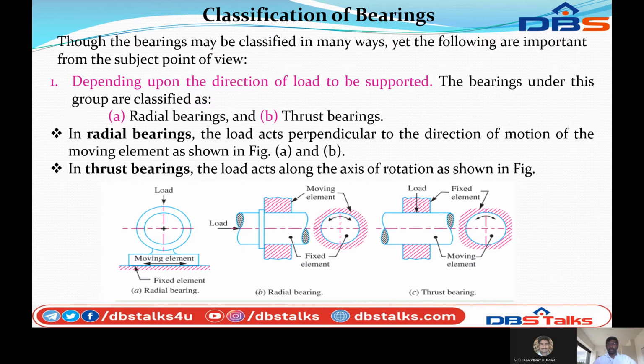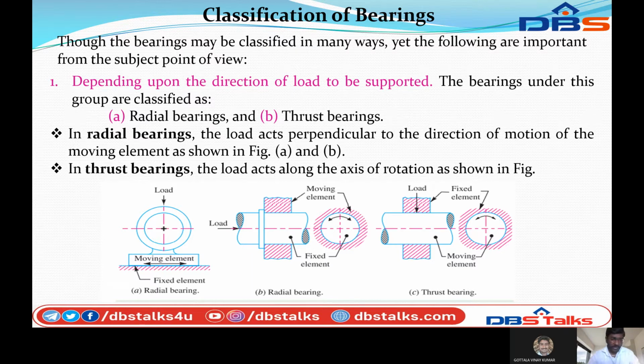The bearings can be classified into two categories: radial bearings and thrust bearings. What is a radial bearing? In radial bearings, the load acts perpendicular to the direction of motion of the moving element, as shown in figures A and B.